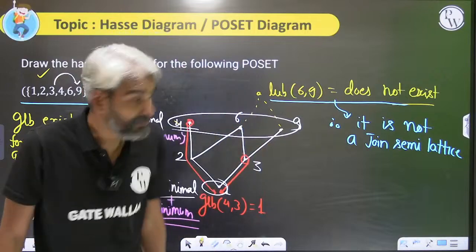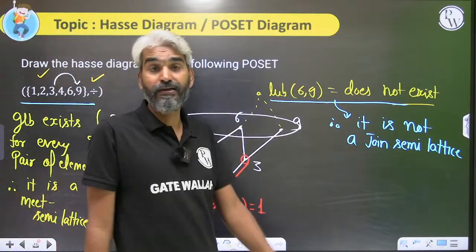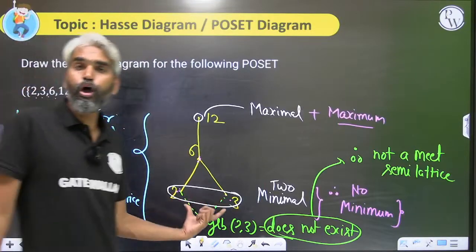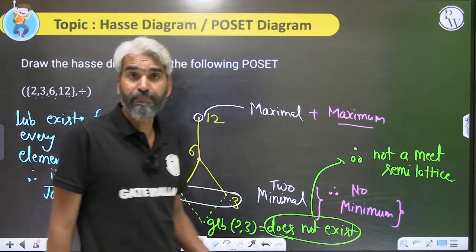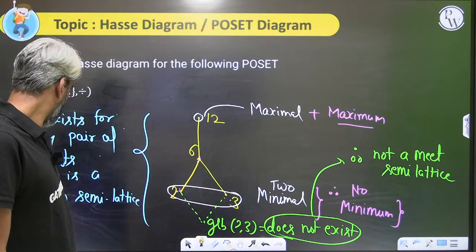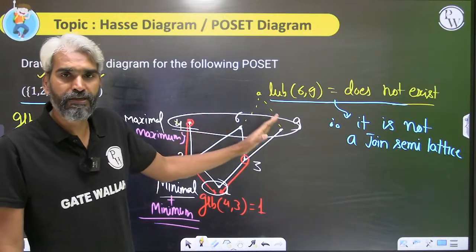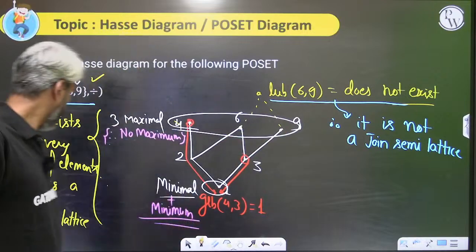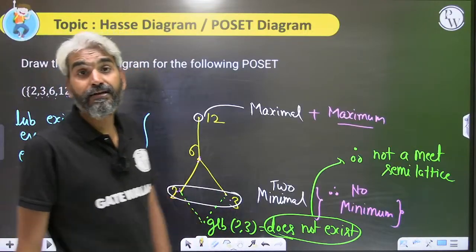Now the simple concept is, if there exist two or more maximals, it cannot be a join semi-lattice. If there exist two or more minimals, it cannot be a meet semi-lattice. Clear? Because for those maximals the least upper bound will not exist. And if there exist two or more minimals, it cannot be a meet semi-lattice.